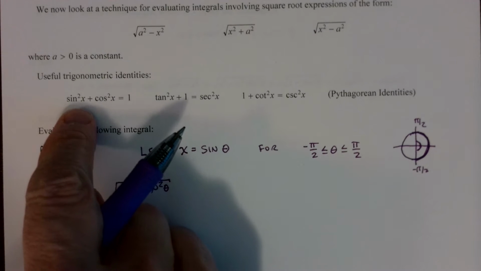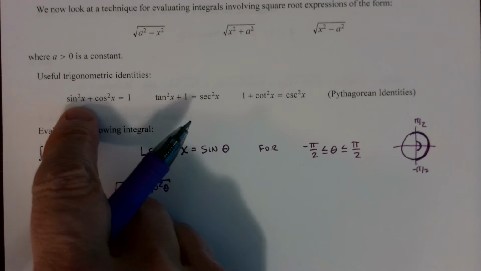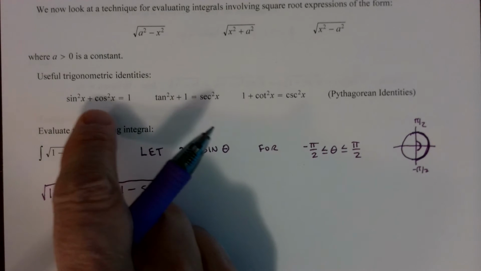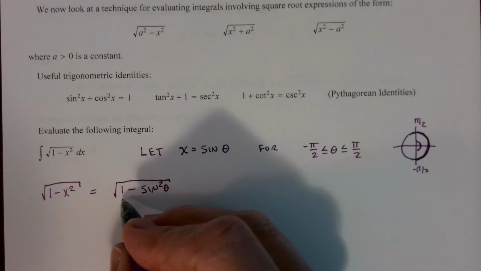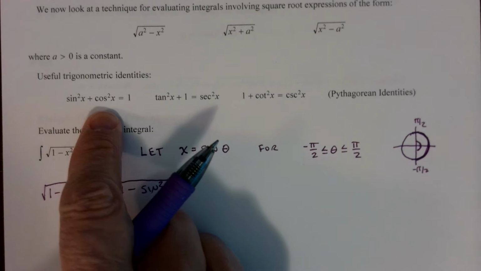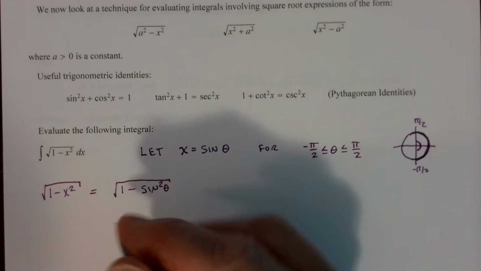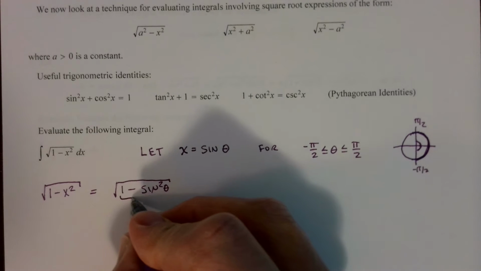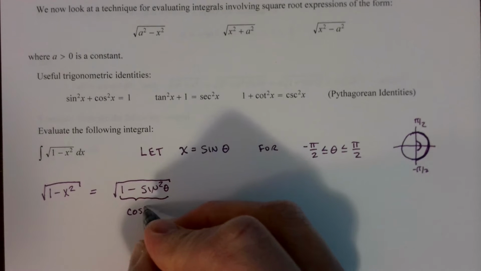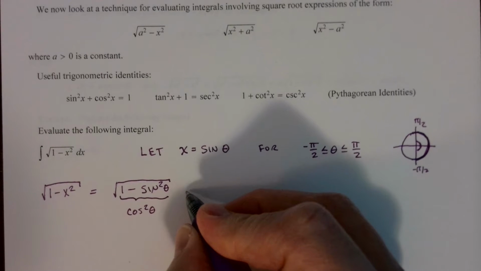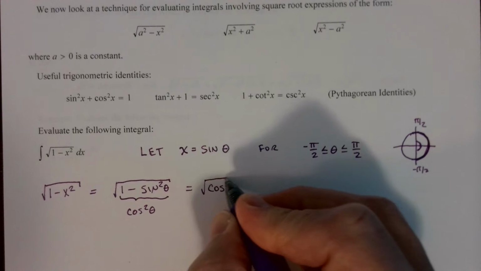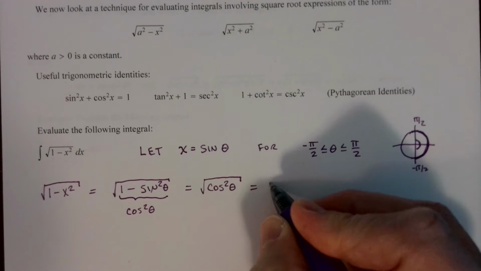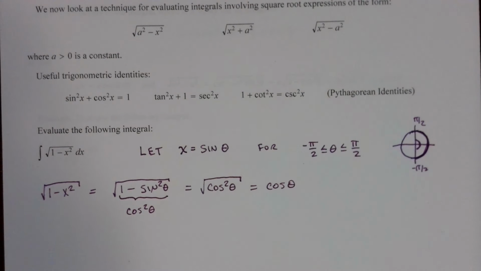But look at this, 1 minus sine squared theta. Sine squared theta plus cosine squared theta is 1. So cosine squared theta is going to be what? 1 minus sine squared theta. So this right here is indeed cosine squared theta. And what is the square root of cosine squared theta? Well, it is cosine of theta. Okay, it is cosine of theta.